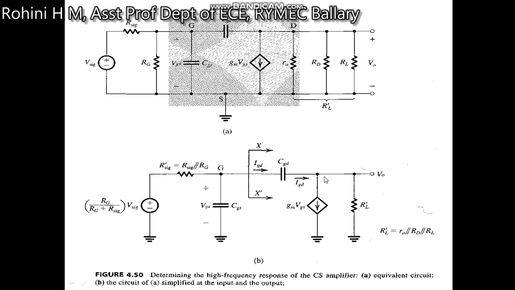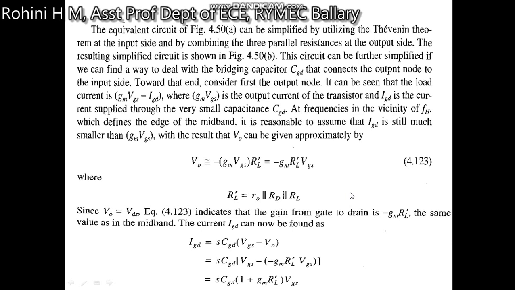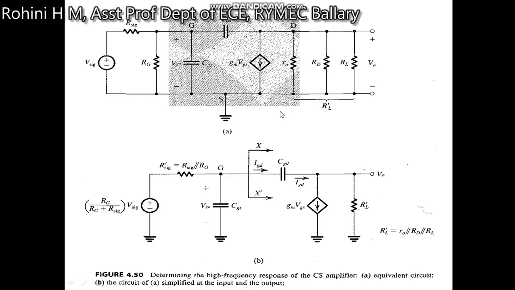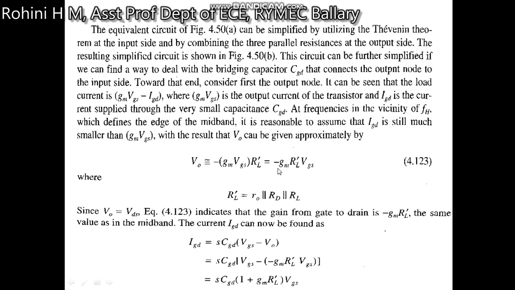GM_VGS minus ID. So that is the current near the load terminal, okay. Where GM_VGS is the output current of the transistor and IGD is the current supplied through the very small capacitance CGD. IGD is a very small current through this CGD, okay. At frequencies in the vicinity of FH, which defines the edge of the midband, it is reasonable to assume that IGD is still much smaller than GM_VGS.